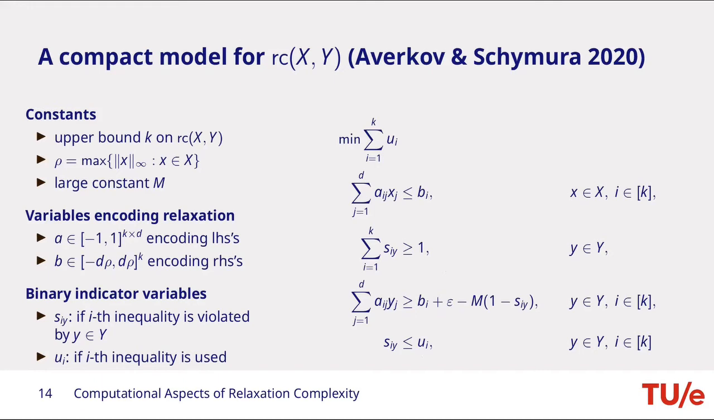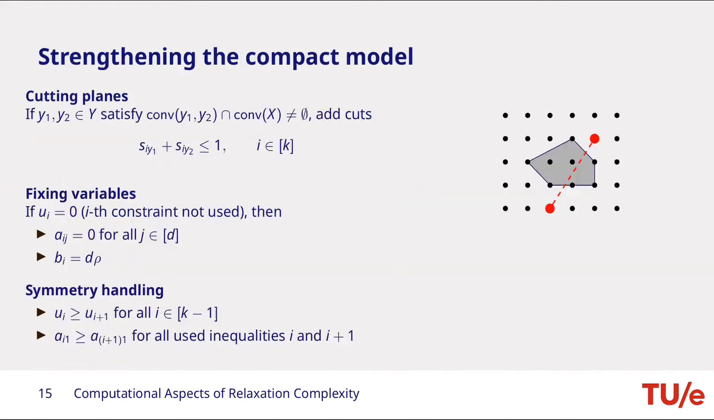But this initial model is rather weak, so we enhanced it using, for example, cutting planes. To this end, we observe that if we are given two infeasible points, for example, these two red points here, such that their convex hull intersects the convex hull of the set that we want to describe, then they cannot be separated simultaneously using a valid inequality. For this reason, we can add these conflict inequalities, telling us if we separate one of them with the ith inequality, the other cannot be separated as well.